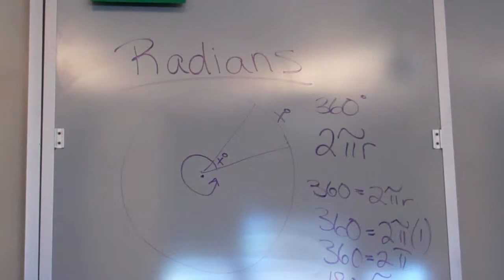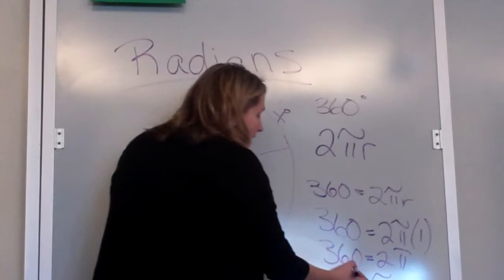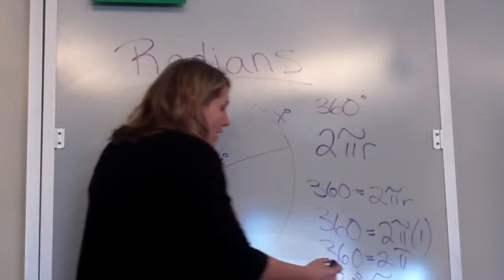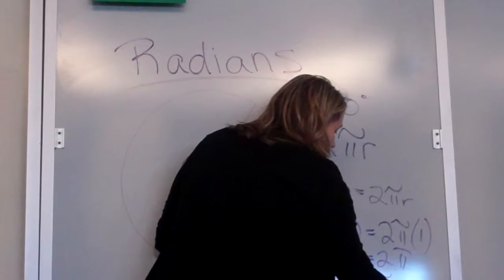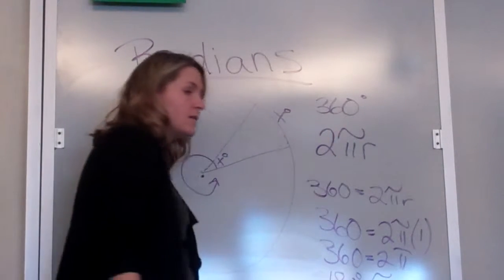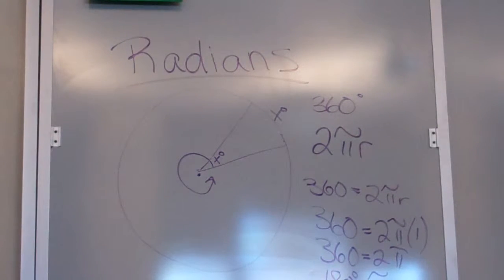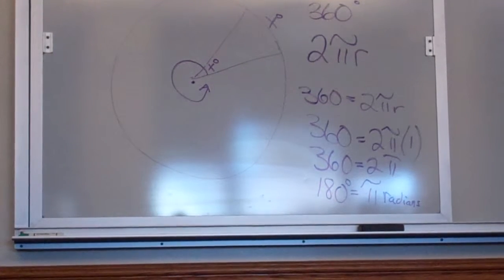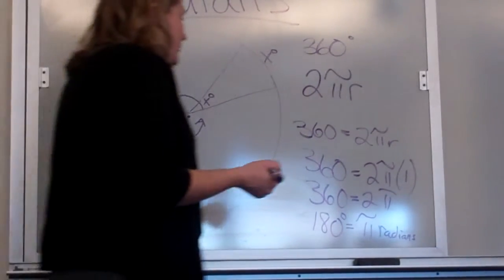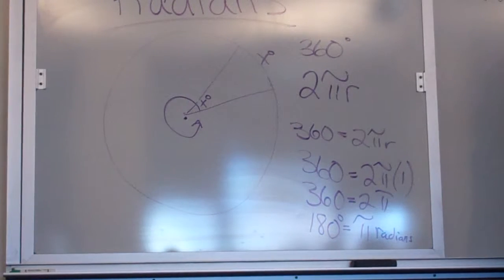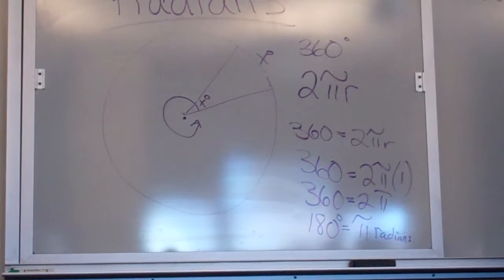Now, this is called radian measurement. There are 180 degrees in 1 pi radians. That's the ratio of them, that's the comparison. So let's continue this over here: 180 degrees equals pi radians.